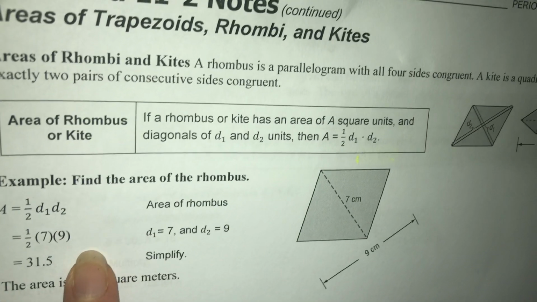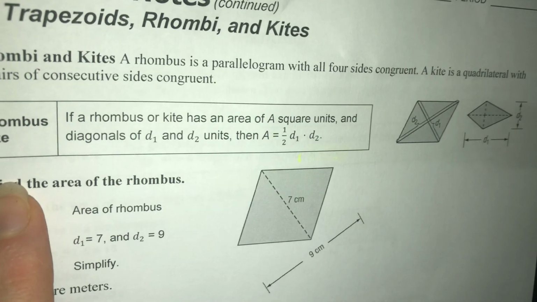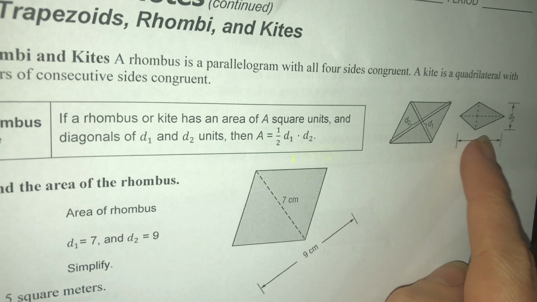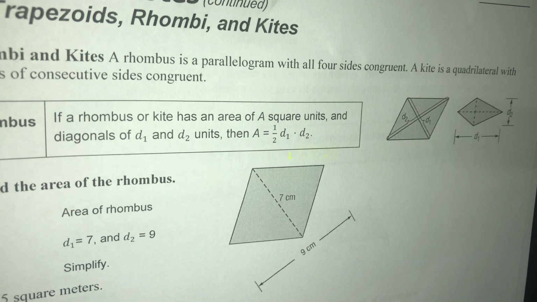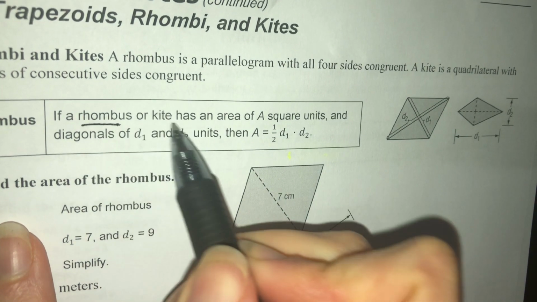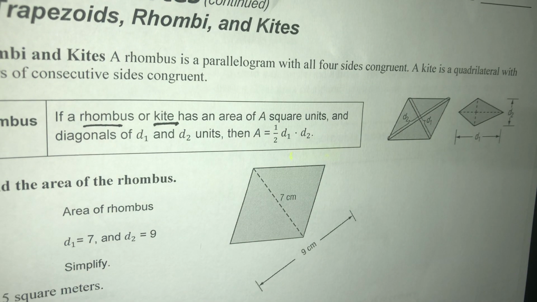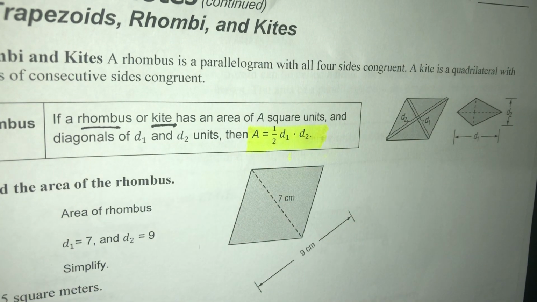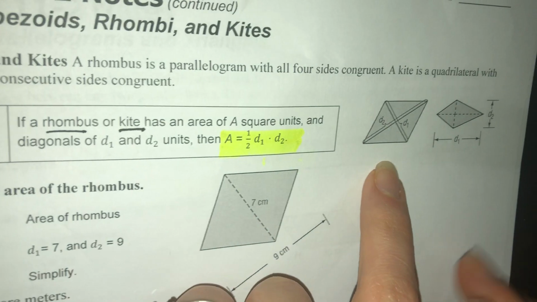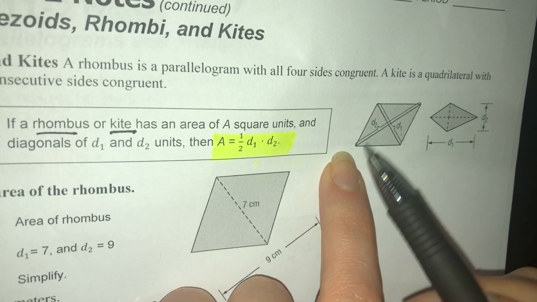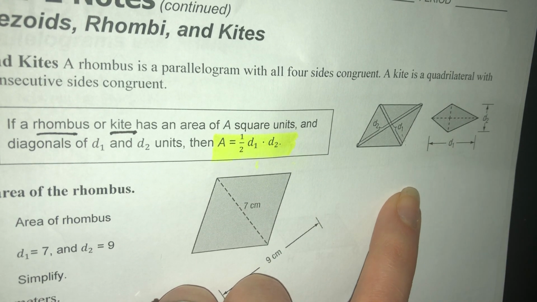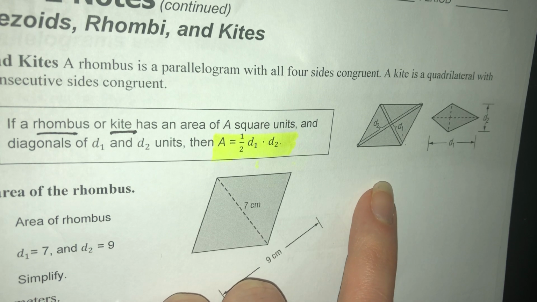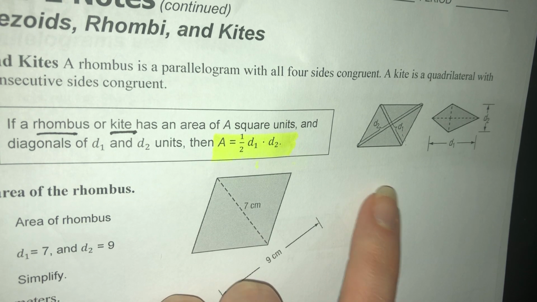The very back, this is the last of it, is finding the area of a rhombus or a kite. Now, in the picture, you can see a rhombus here and a kite here. These shapes are not the same, but the neat thing is the rhombus and the kite share the same formula for area. 1/2 D1 times D2. And if you look at the picture, D1 and D2 are the lengths of the diagonals connecting opposite vertices of your either rhombus or your kite.